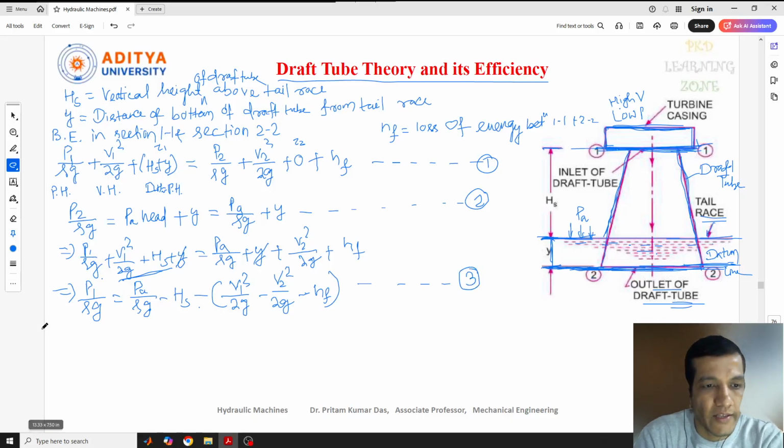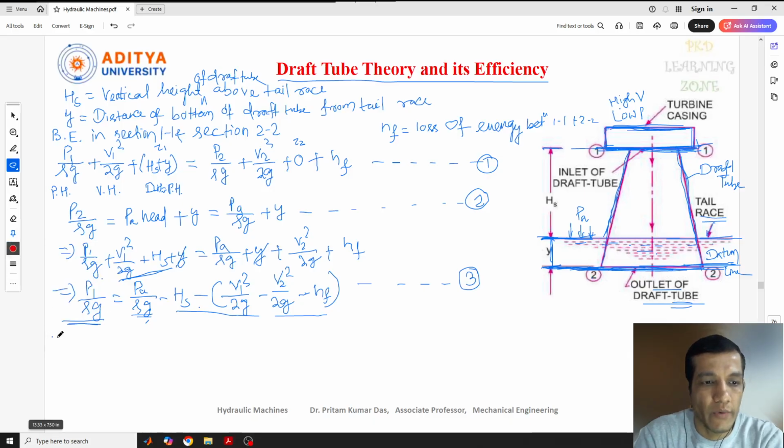Now here at this point, if you see this P1 by rho g, it will always be less than the atmospheric pressure head, because all these terms will be subtracted from this value. So obviously the atmospheric pressure head will be more, and the value we get will always be less than the atmospheric pressure head. That's why I used to tell you that you will get low pressure here, or the pressure head is less. This is the terminology. This is the theory of the draft tube, and now we'll see the efficiency part.